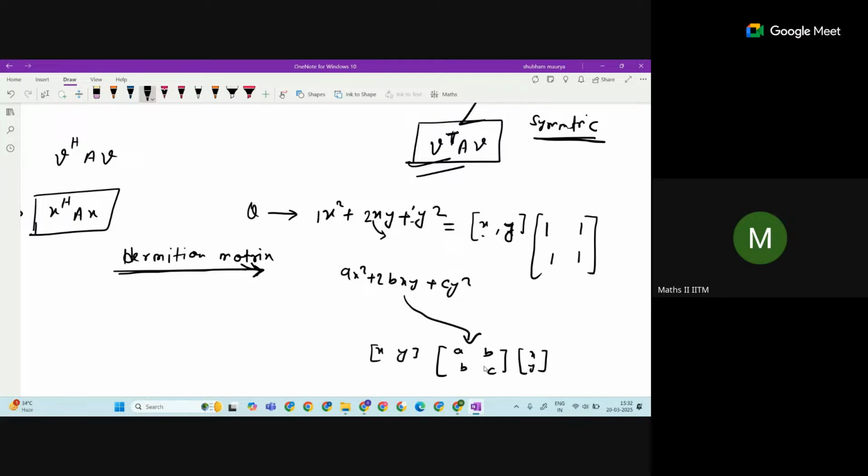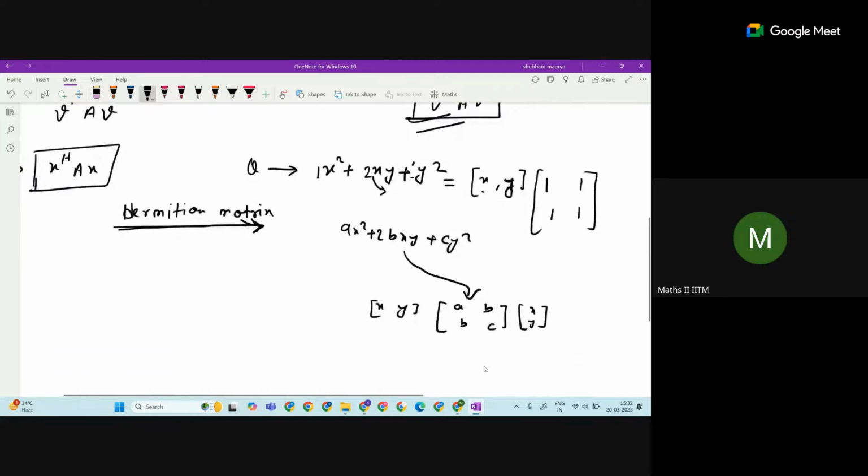So generally, what is going to be this form? Even if you are writing v, x is already there. So v transpose A v. So this is our A.